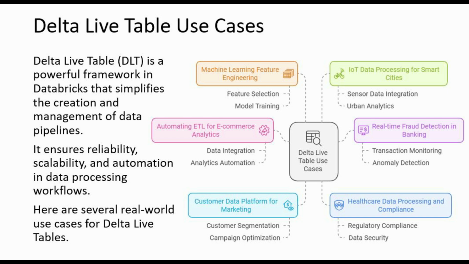Data quality checks ensure accurate timestamps and valid account numbers. Built-in monitoring keeps track of pipeline performance and latency. DLT helps banks stay ahead of fraud while maintaining data reliability.